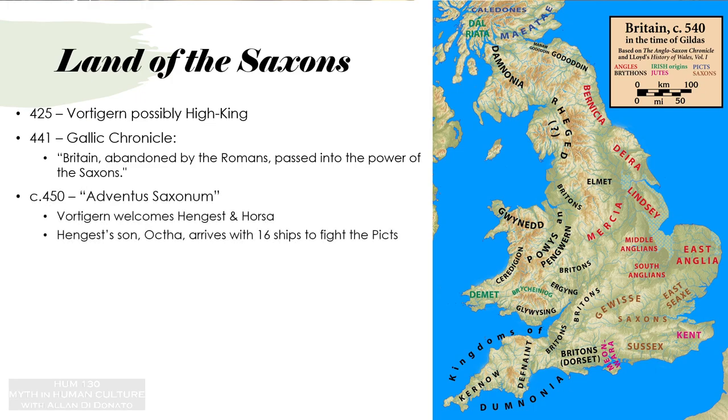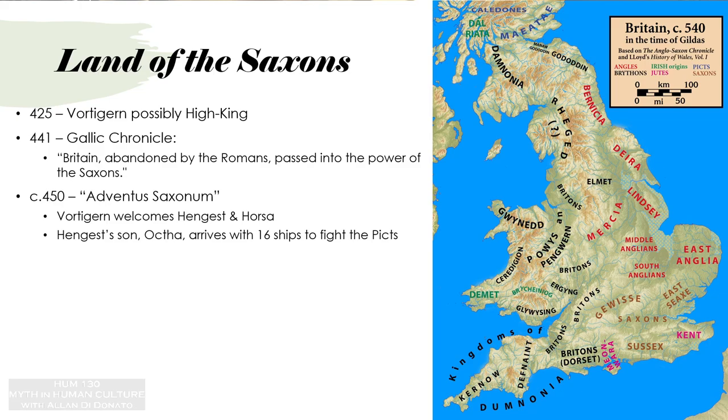We're going to put that date at around 450, just to give a general date. There's all kinds of debates as to whether this was earlier or not. But either way, the story is that Vortigern welcomes the Saxon leaders, Hengist and Horsa, to Britain, and he's going to use them to fight his battles with the Picts and others. And then Hengist apparently has his son Octha come over to the island with 16 ships of other Saxons.